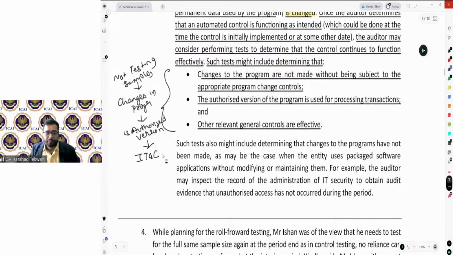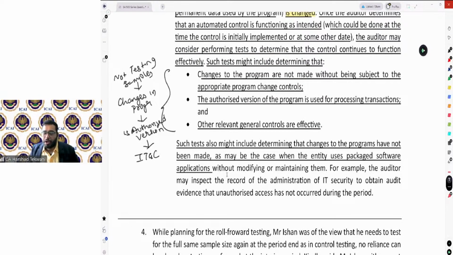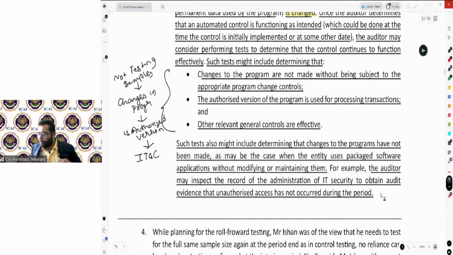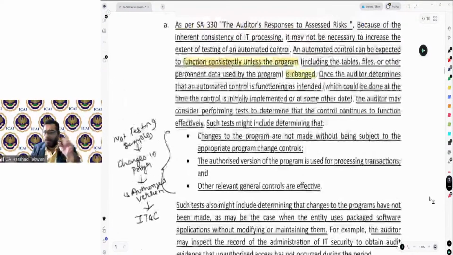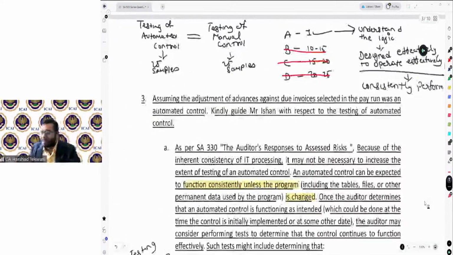Such tests might also include determining that changes to the program have not been made, as may be the case when the entity uses packaged software applications without modifying or maintaining them. For example, the auditor may inspect the records of administration of IT security to obtain audit evidence that unauthorized access has not occurred during the period. That is enough for me. So for testing automated controls, I will not test 10, 15 or 20 samples. Rather, I will get comfort from a single sample. I'll understand the logic and establish that the control is designed effectively to operate effectively. Simple.